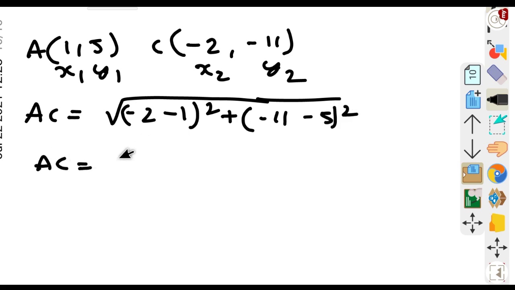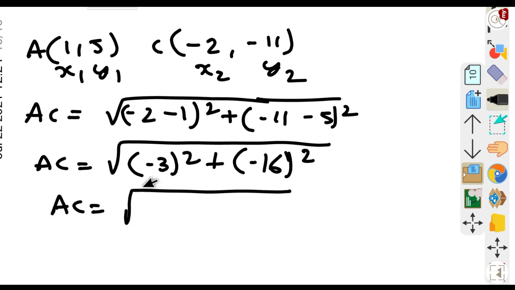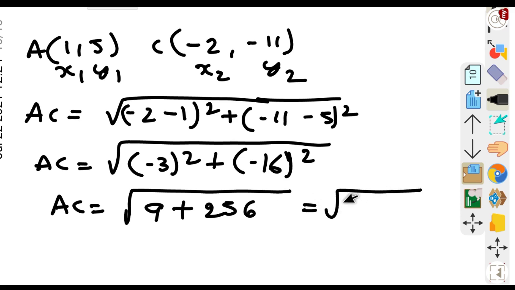So AC equals under root of, minus into minus will be plus, so 2 plus 1 is 3, it's minus 3 whole square, because sign of the biggest number, so plus, minus into minus will be plus, 11 plus 5 is 16, it's minus 16 square. Okay, so therefore AC is equals to under root of, so minus 3 square is plus 9 plus 16 square is 256. Now if you add these two, the answer will be 265 units.